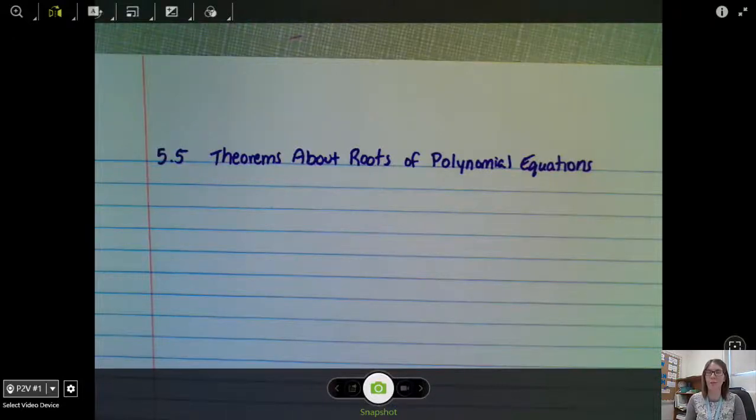Okay, moving on to section 5. In section 5, we're going to learn a few different theorems about roots of polynomial equations.